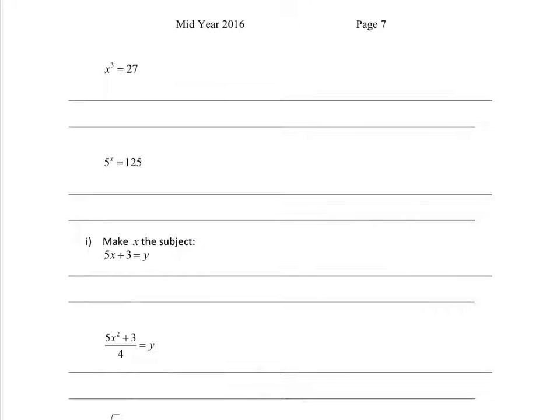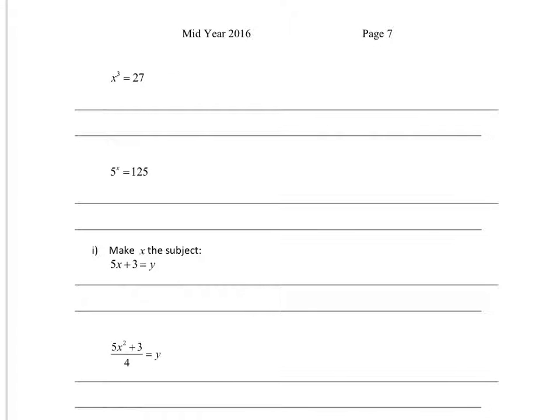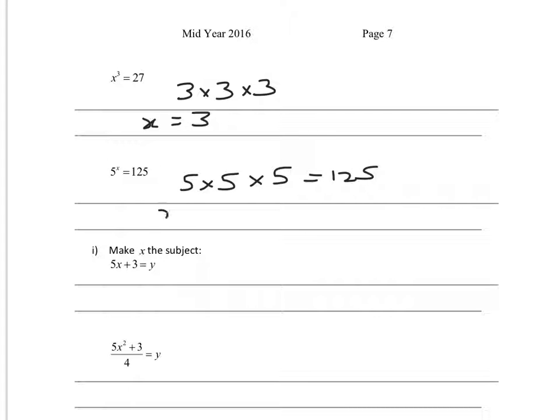Oh, still got more. Okay, x to the power of 3. You just have to know these. That's 3 times 3 is 9, times 3 is 27. So x must equal 3. 5 to what power makes 25? 5 times 5 is 25. 25 times 5 equals 125. So x must equal 3, again.